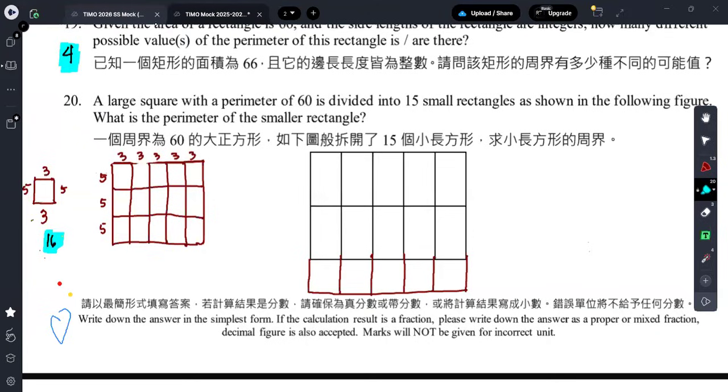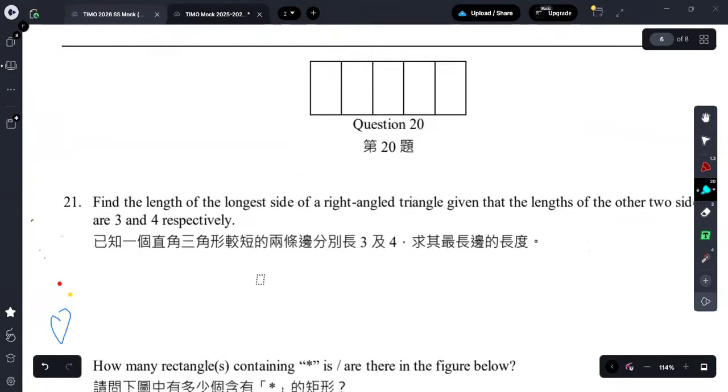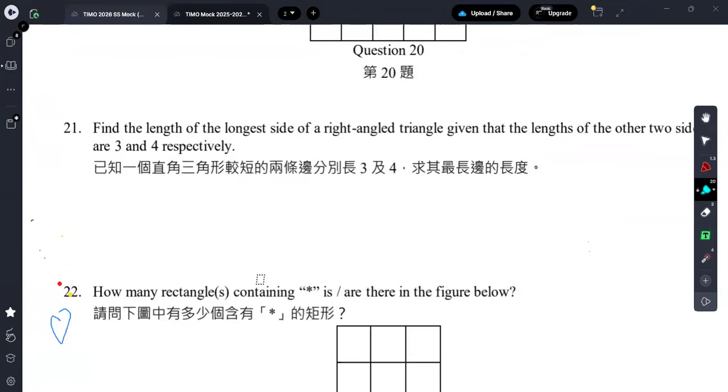Okay, for number 21, who wants to solve for number 21? May I? Paco, please. Okay, so what is your answer for number 21? 21 is 5. Okay, five. Let me fix my laptop first.